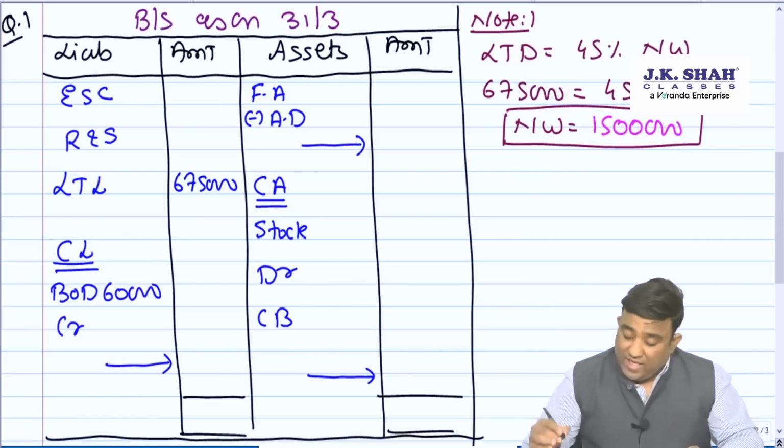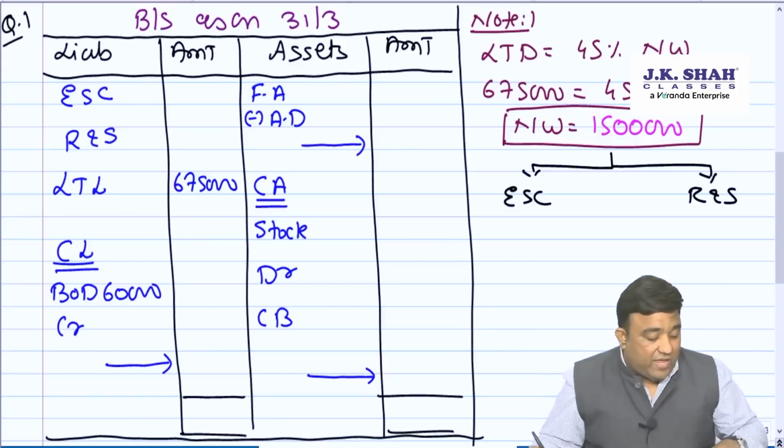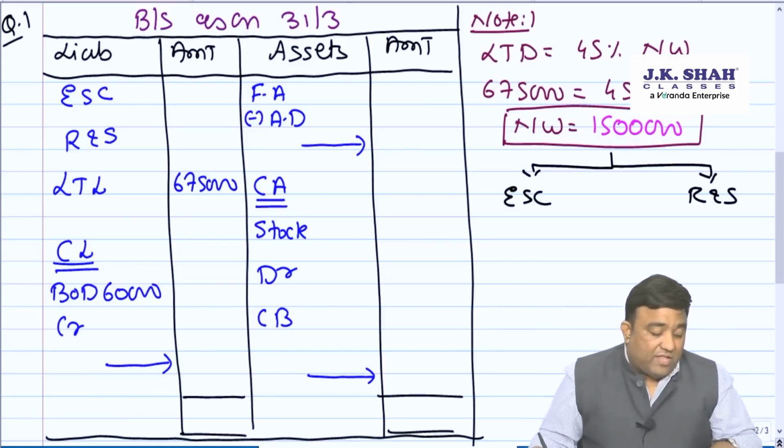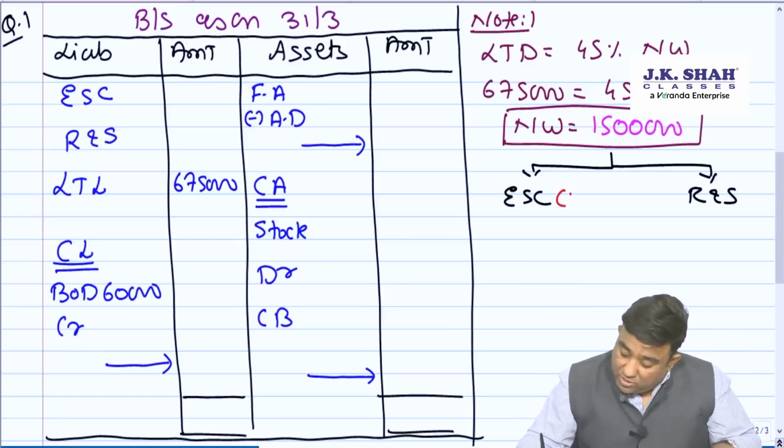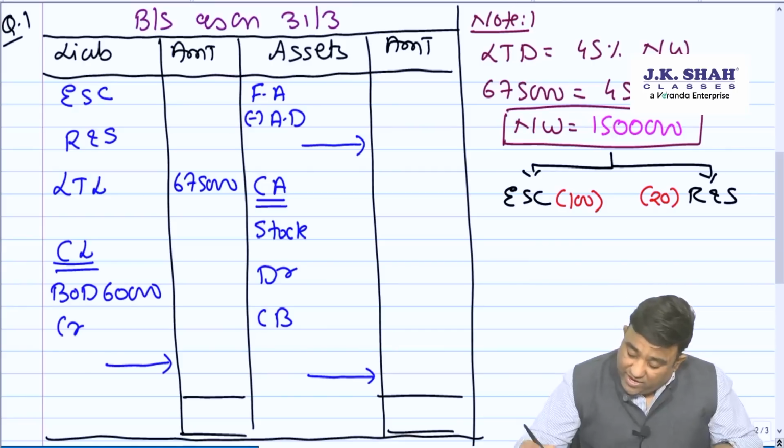Yes, no? And we better know this net worth is divided between equity capital and reserve surplus. And the best part, the ratio of equity capital to reserve surplus is given. Reserve surplus is 20% of equity capital. So if I assume this is 100, this is going to be 20. So the ratio is 100 is to 20. So can I divide? Yes. This is going to be 12 lakh 50,000 and this is 250.